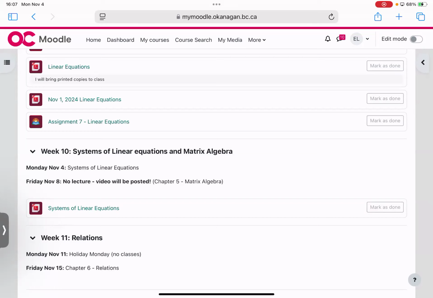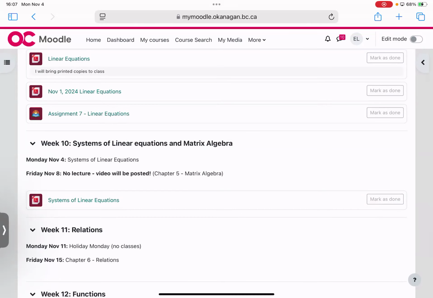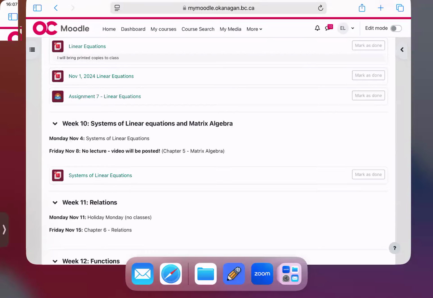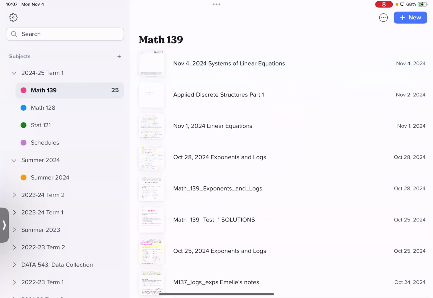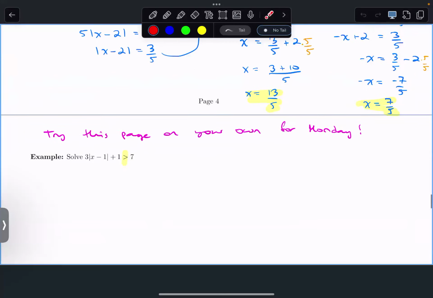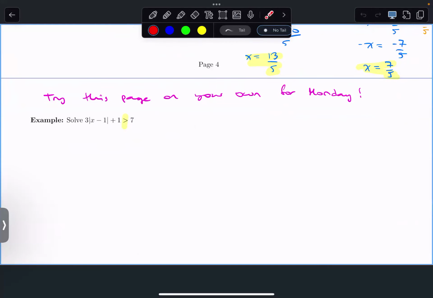And so we'll do systems of linear equations today, but we'll wrap up linear equations. There's that last page that we didn't finish, and so we'll start there. Because, in case you don't believe me, here's where we ended on Friday. And I said, try this page on your own for Monday. And here we are on Monday.